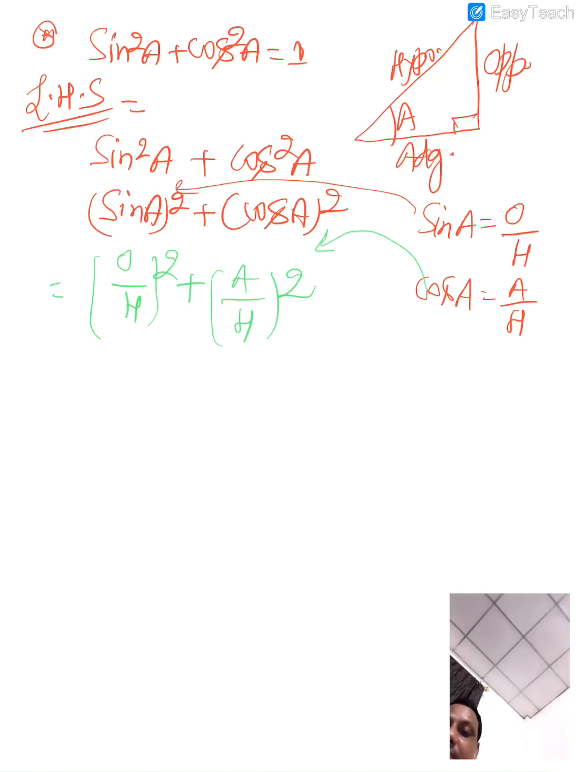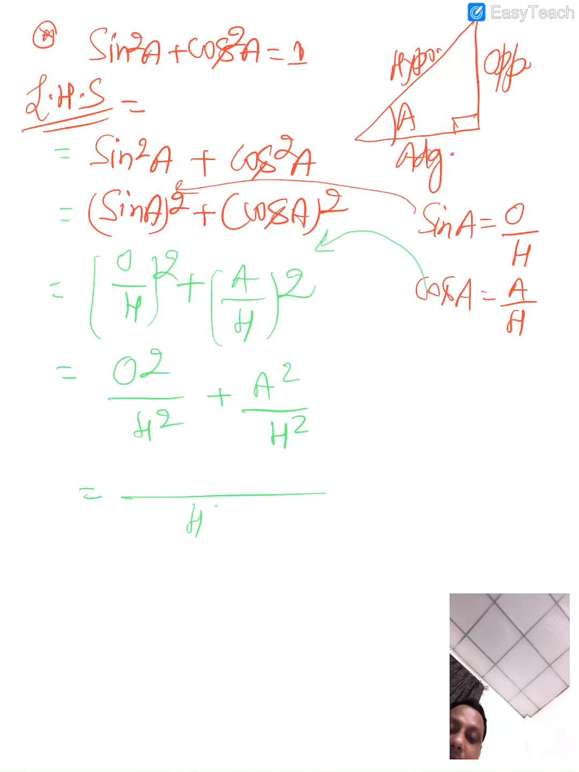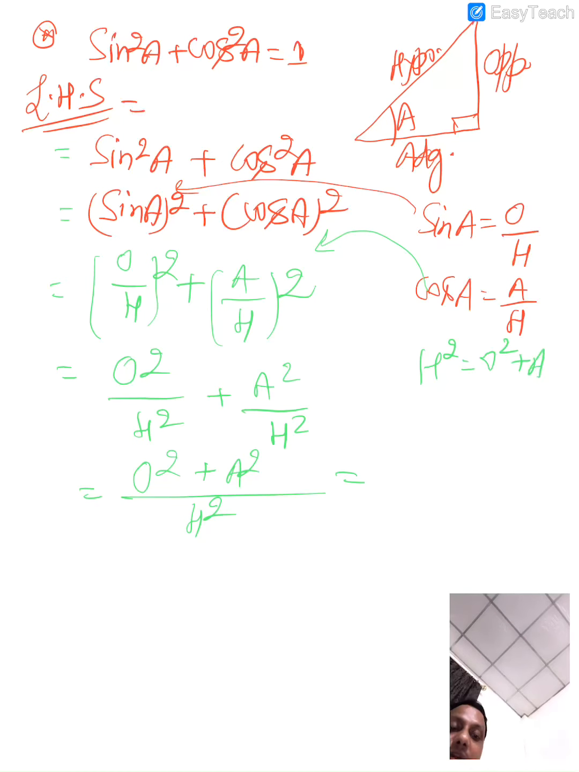So we are going to get O² over H² plus A² over H². The total LCM is H², then O² plus A². As you know, by the Pythagoras theorem, this is your hypotenuse, so hypotenuse squared is equal to O² plus A².